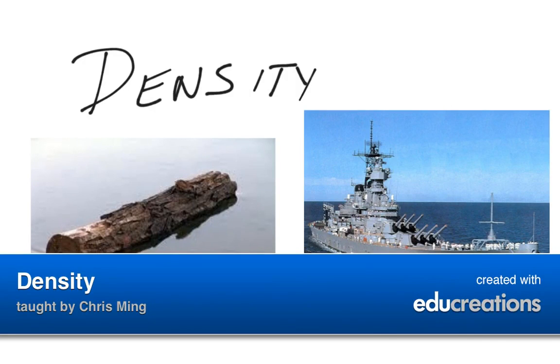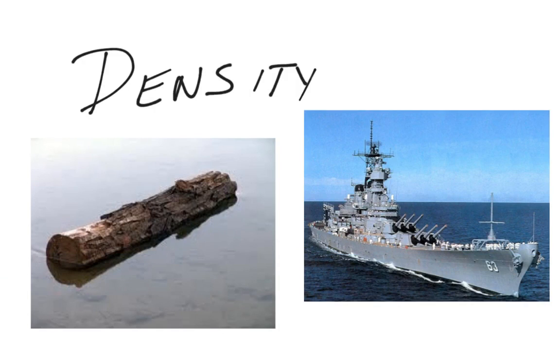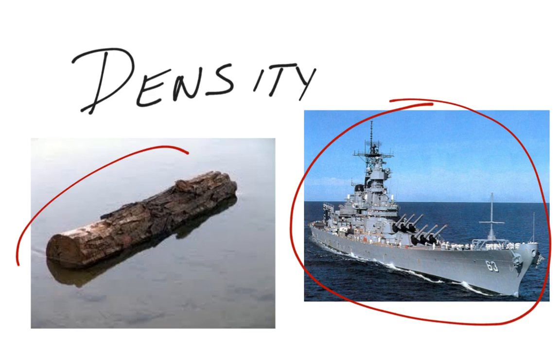Density is an example of a complex or a derived unit. It's a combination of both mass and volume, and therefore is not a base unit. Density explains why something as massive as a naval battleship or a log actually floats on top of the surface of water. Okay? The basic idea behind density is that we have a ratio of mass compared to volume.